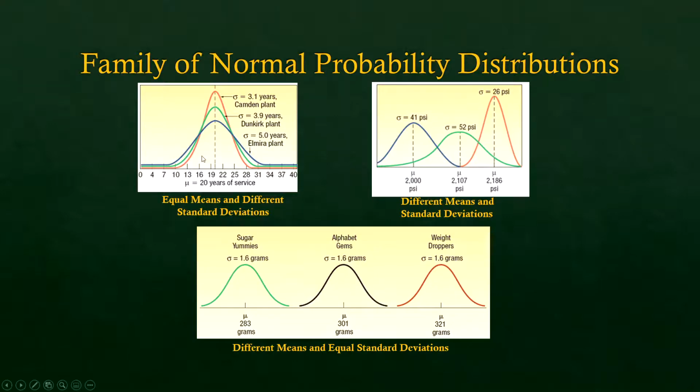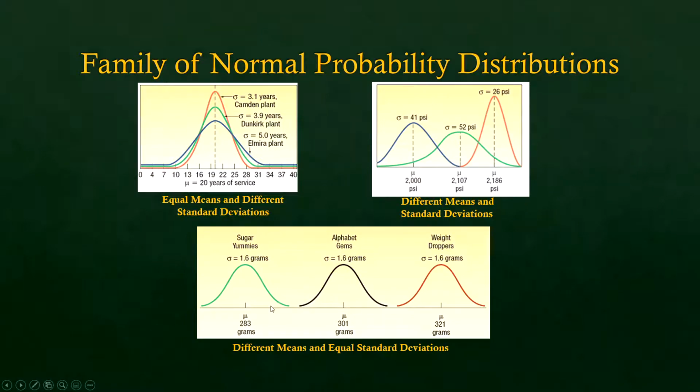If you look up here in the top left-hand corner, you've got 3 different normal distributions that all have the exact same mean, but different measures of spread, or different standard deviations. The blue one is more spread out, whereas the red one is less spread out. You can see that the data is more tightly compacted with a standard deviation of 3.1, as compared to a standard deviation of 5 in the lower Elmira plant.